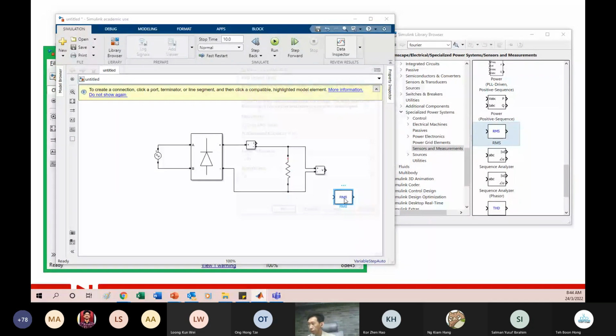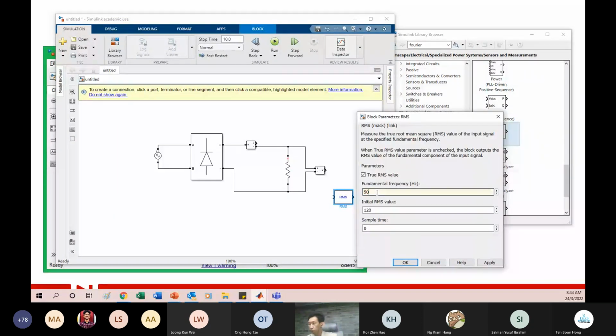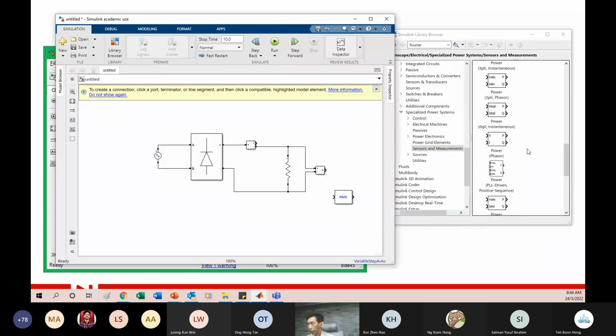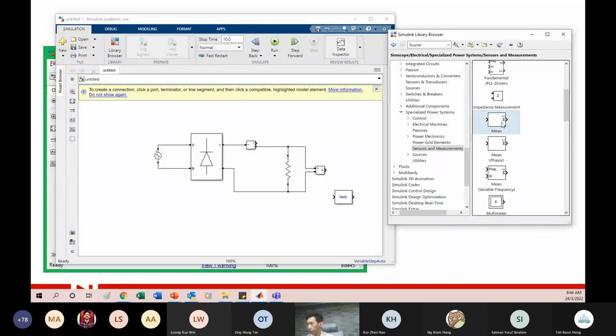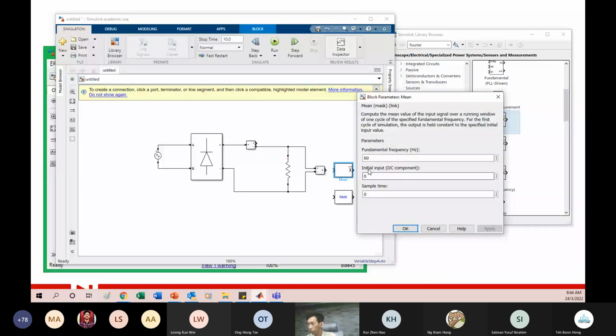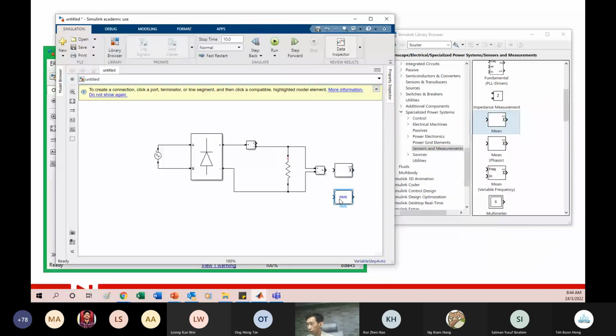Make sure it's changed to 50 hertz. Usually we just put 0 for the initial value. And then we need to measure the DC, which is the average. To measure the average, same, you need to change to 50 hertz. So both of these are the voltage.